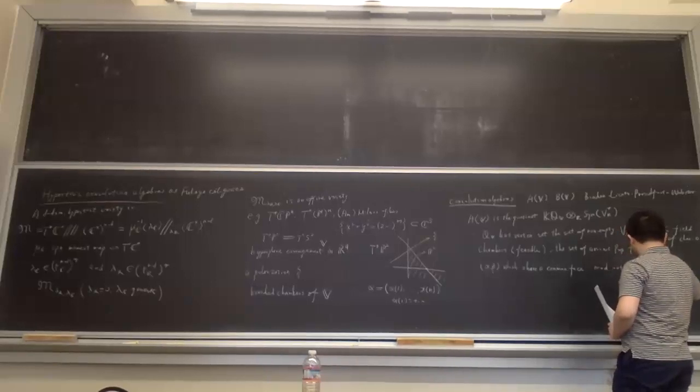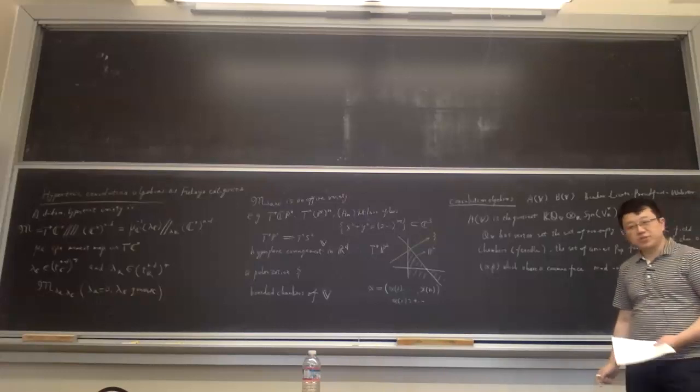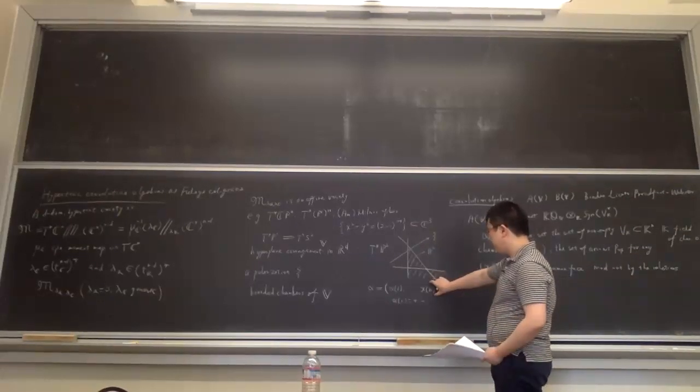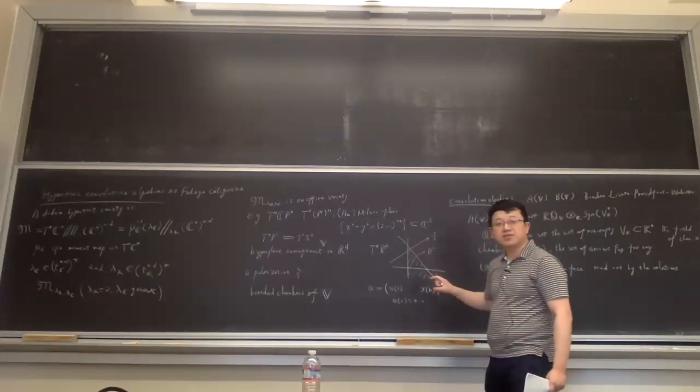When you say face, you mean real codimension 1? Right, real codimension 1. Or more rigorously, you can use the sign sequence interpretation: there is exactly 1 different sign. I see. Okay. Yeah.